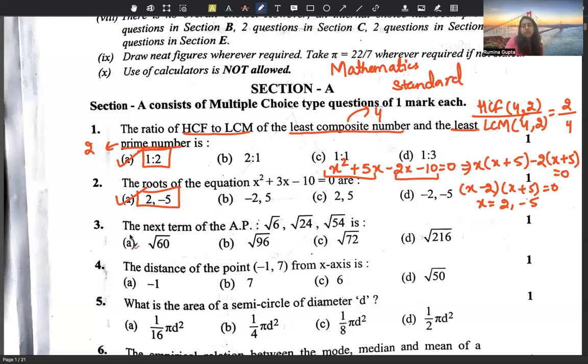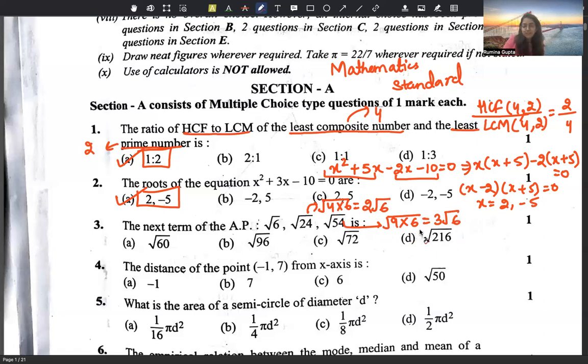Moving forward, the next term of the AP, very simple beta. The question came from the first exercise of your AP, the easiest part. So if you observe, it is root 6. Now root 24, think of simplifying it first. So it would be root 4 into 6, which can be rewritten as 2 root 6. Clear? In a similar manner, I can write this as root 9 into 6, that is 54 only. So that would be 3 root 6.